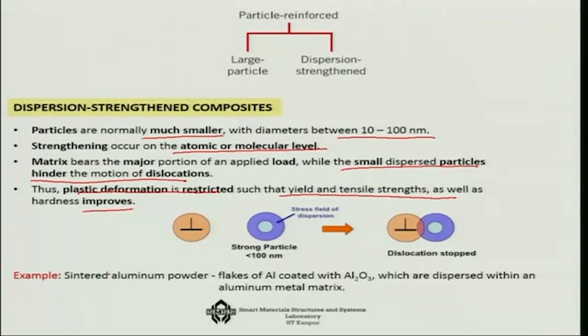One of the examples is the sintered aluminum powder and flakes of aluminum coated with Al2O3. These are dispersed within an aluminum metal matrix to get ceramic metal composites, or CMCs. So this is one of the examples of a dispersion strengthened composite.